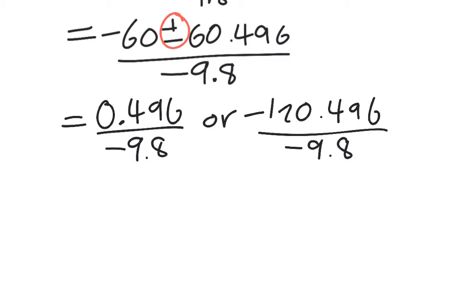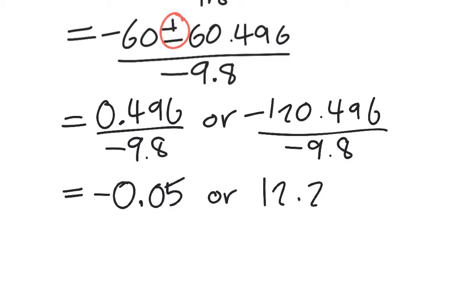So over on the left, 0.496 divided by negative 9.8, you're going to get approximately negative 0.05. Remember, we're rounding to the nearest hundredth. Or we're going to get negative 120.496 divided by negative 9.8, which happens to be approximately 12.29. You have to make sense of these two numbers. Clearly, you cannot have negative time. So it will take about 12.29 seconds for the rocket to land back on Earth.